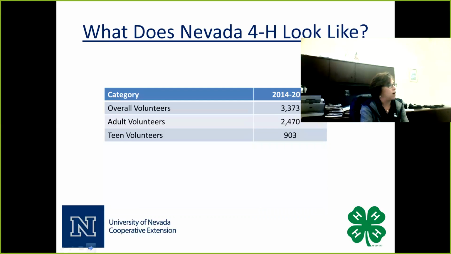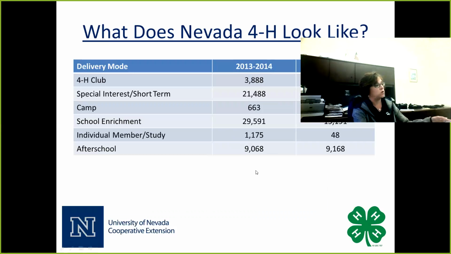And then our volunteers, we have about 3,300 volunteers in 4-H. 2,500 of those are adults, and 900 are youth. Those might be teenagers that are helping out. And then this is where we're broken down by delivery mode. We're going to talk about this in one of the sessions, but in 4-H we have a variety of delivery modes.